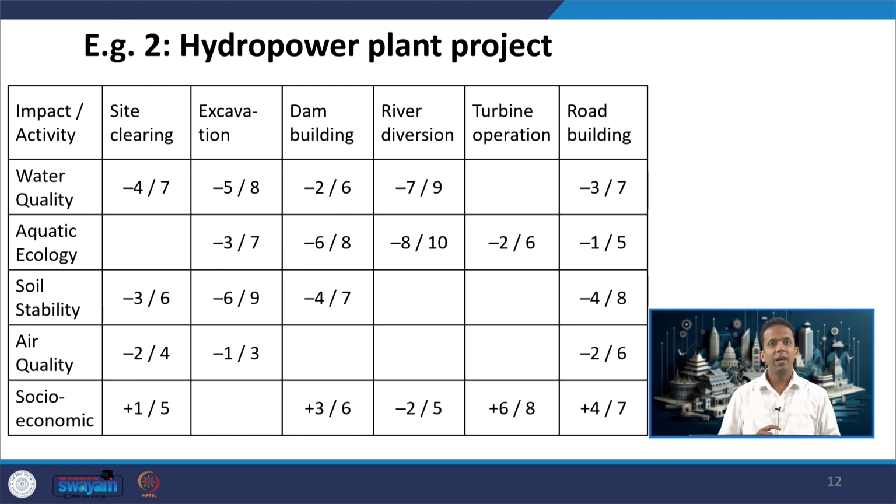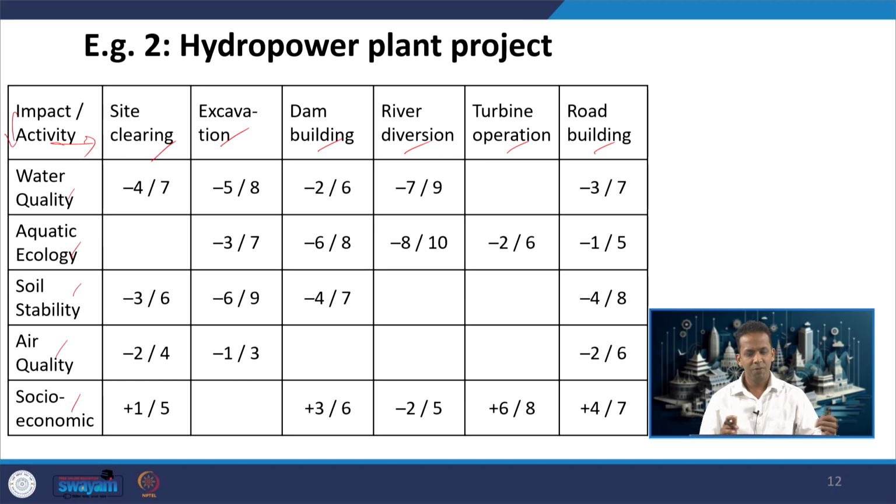Then there are many activities involved in a hydropower plant, that is clearing site, excavation, dam building, river diversion, turbine operation, road building or road construction. And so, these are the activities and these are the impact factors or environmental components: water quality, aquatic, soil, air and socio-economic. Okay.